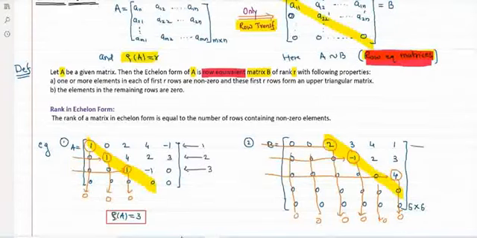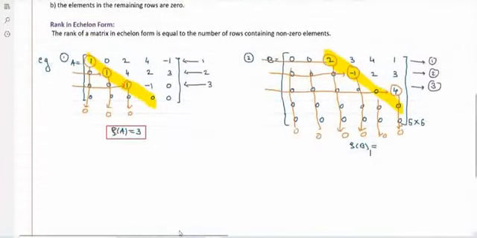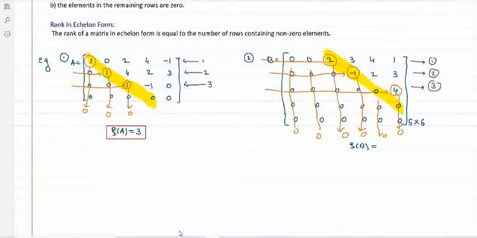Now the number of non-zero rows: 1, 2, and 3. The last 2 rows are identically the same. So what is the rank here? Suppose this is B. The rank of the matrix B. Yes. Is it visible now? What is the rank? 3. 2 or 3? Yes, the number of non-zero rows, 3.